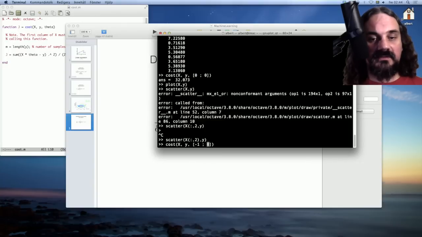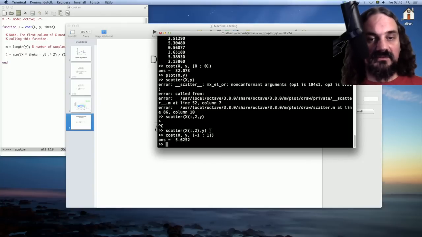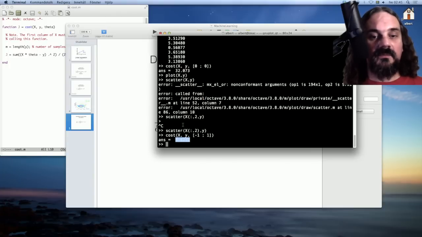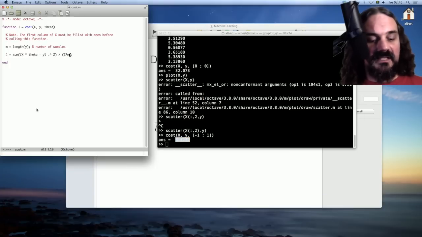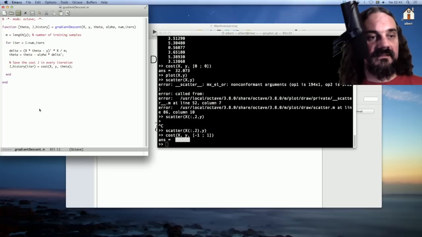Intercept of -1 and slope 1. Okay, so the cost is much lower. So that was a better guess. And to automate this, we put it into an algorithm that's called gradient descent.